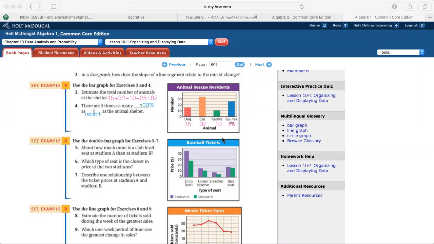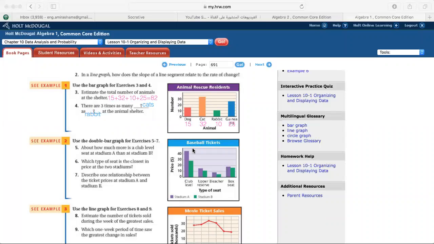Okay. Here we have a double bar graph. The double bar graph is used to compare any two data sets. Two.